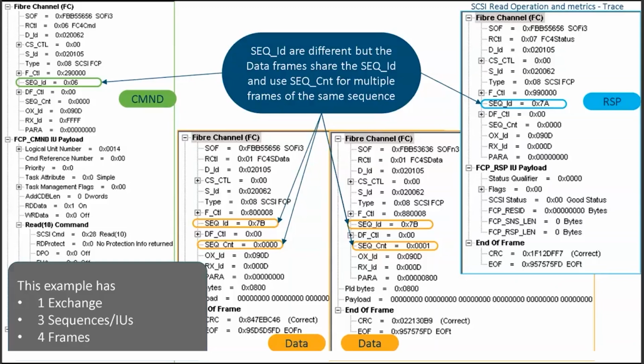So if you look at 0 and 01, those are the two frames of the same sequence. They are going in the same direction, from the target to the initiator. And finally, when the response is sent, it's a different sequence. Even though it's going in the same direction, it's a different sequence, so we upgrade the sequence ID number. So overall, if you look at this whole transaction, we have one exchange, 3 sequences, and 4 frames.